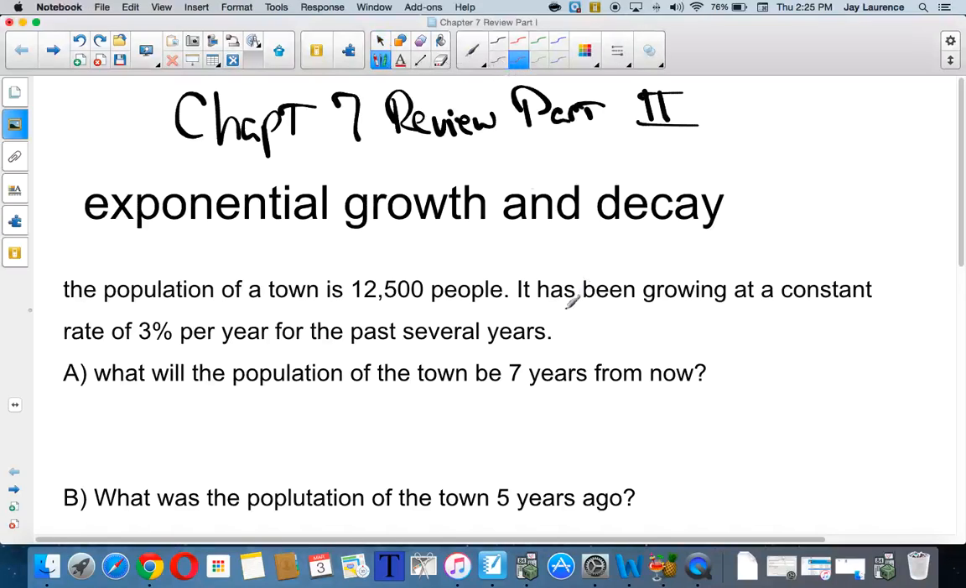All right, to do this problem, I'm going to use the formula A equals P times the quantity of 1 plus or minus R. And remember, when I do R, it's the percentage as a decimal, right? To the power of T, and T must be the time in years. So it says for part A, what will the population of the town be 7 years from now? Well, I'm going to put the current population in.